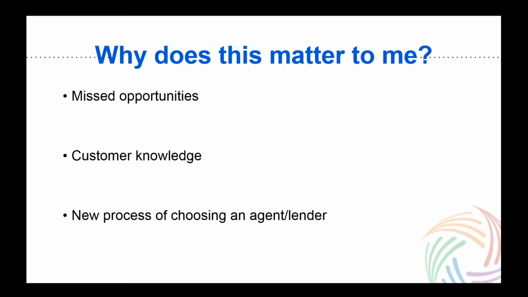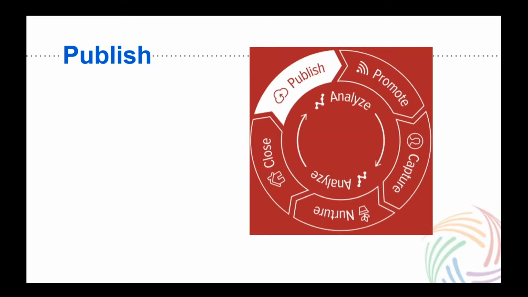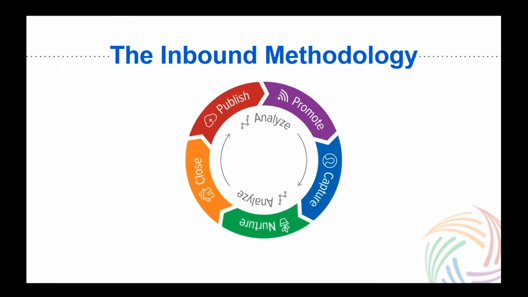So we're going to go through the 6 steps of inbound that every agent should know. They are publish, promote, capture, nurture, close, and analyze, aka the inbound methodology. The inbound methodology is the process behind a successful inbound marketing campaign.